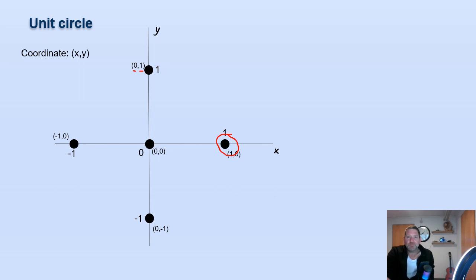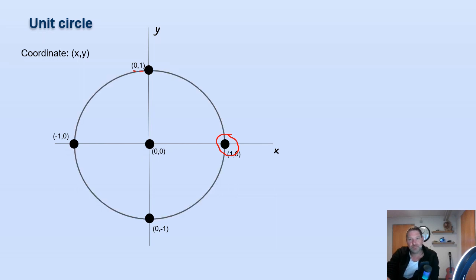What we can do is we can draw a circle through all these points surrounding the origin. And that would look like this. Because this circle goes through all the points with a distance 1 unit away from the origin. This circle is called the unit circle, and it's the main topic for today's video.